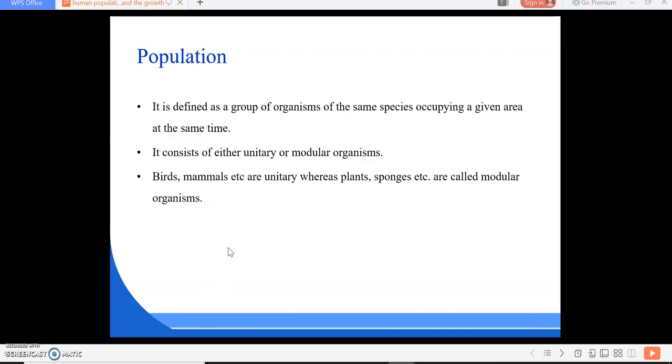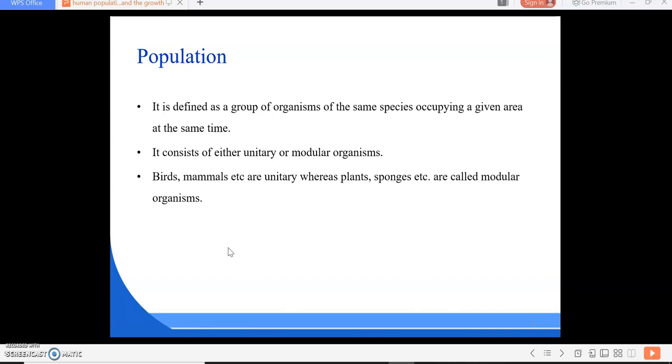First of all, I want to tell you what is population. A population may be defined as a group of organisms of the same species occupying a given area at the same time. It is subdivided into local populations, which are groups of interbreeding organisms or the smallest collective unit of population.